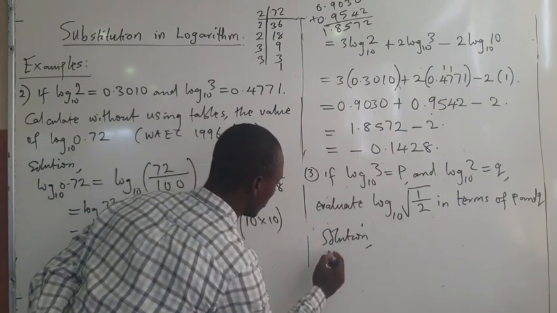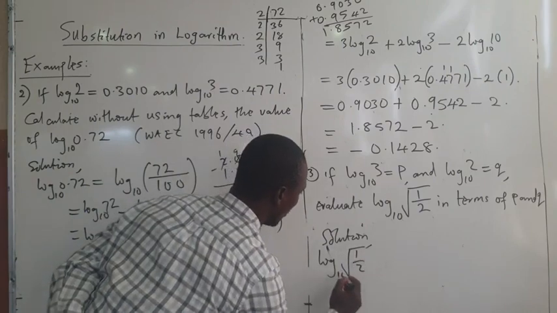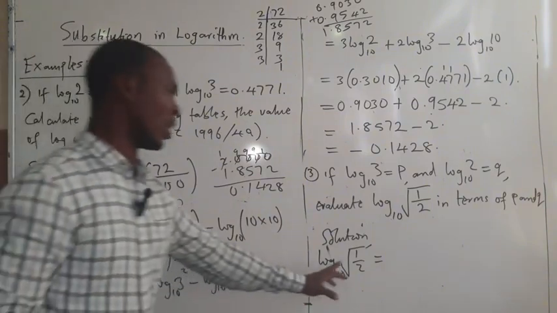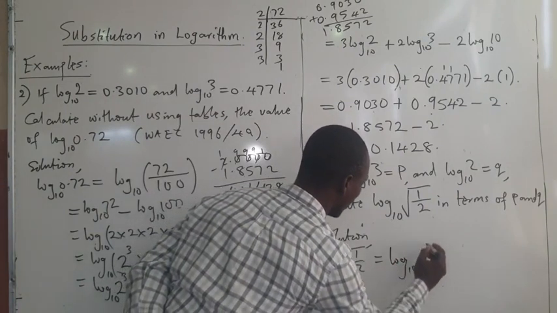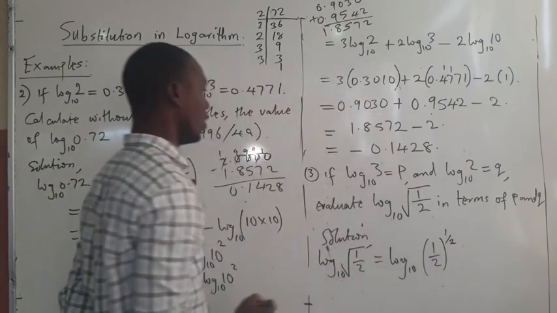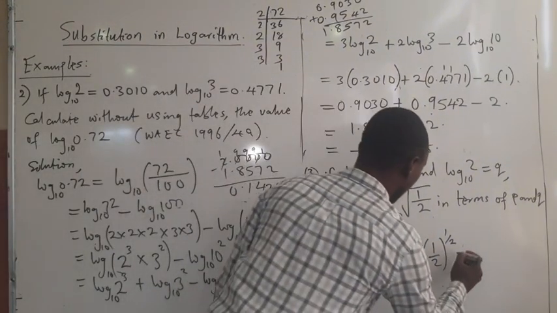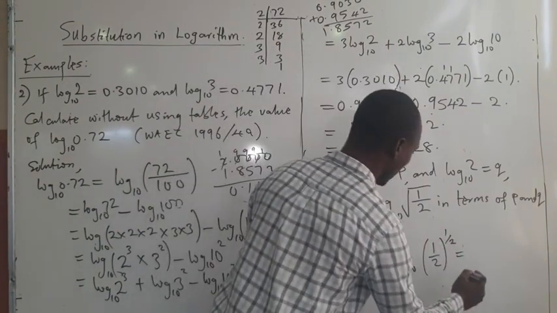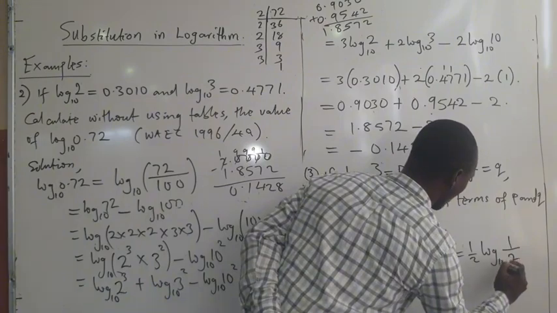So to solve this, the first thing to do, bring out the question. The question is log square root of 1 over 2 base 10 equals to. So the first thing to do is to bring 1 over 2 out of the square root. So it's going to be log base 10 of 1 over 2 raised to the power of half. Half is the same thing as square root. So using power law, the power, that is 1 over 2, we multiply the log. So it's now going to be 1 over 2 log 1 over 2 base 10.